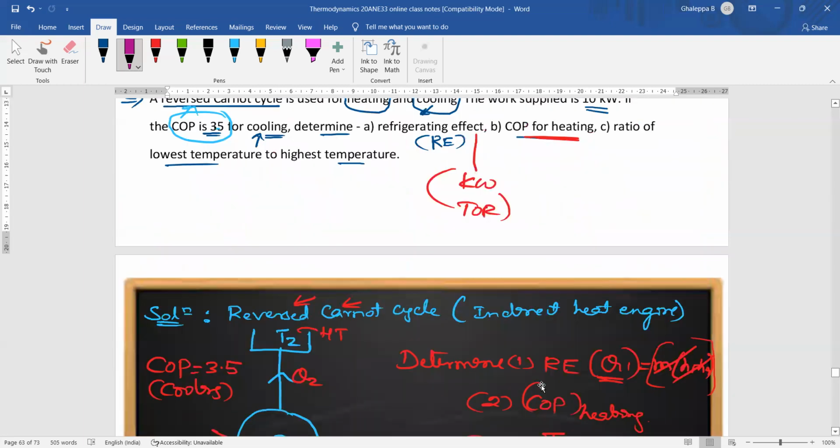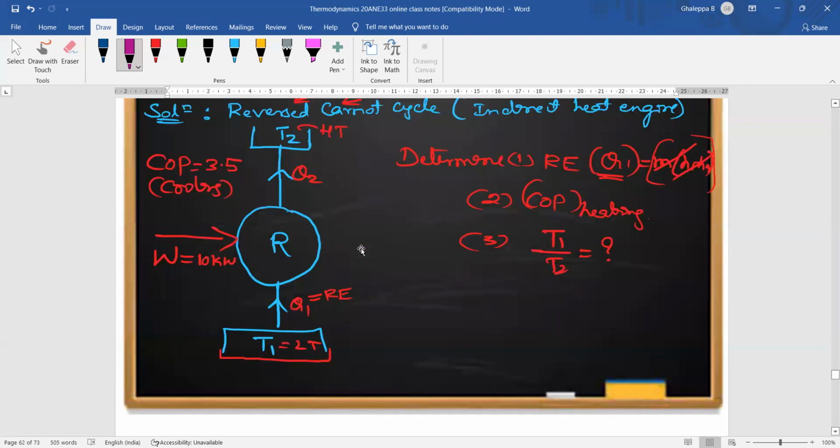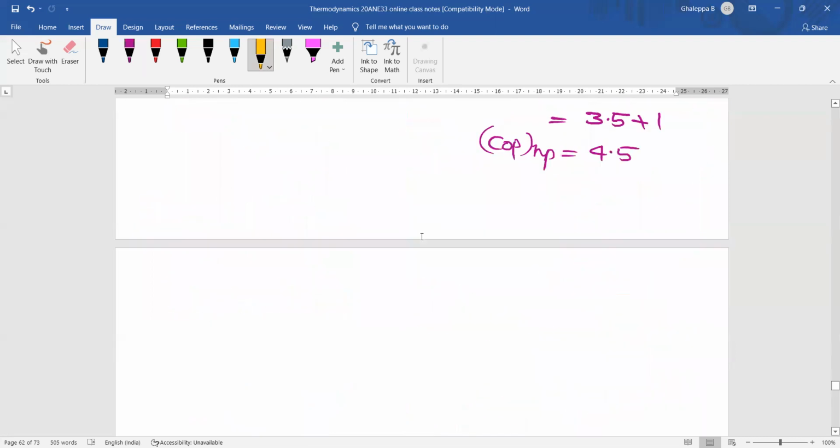It is the ratio of lowest temperature to the highest temperature. So lowest temperature here is T1, and highest temperature is T2. Yes, lowest temperature is T1, highest temperature is T2. So how to calculate this ratio? That is very easy.